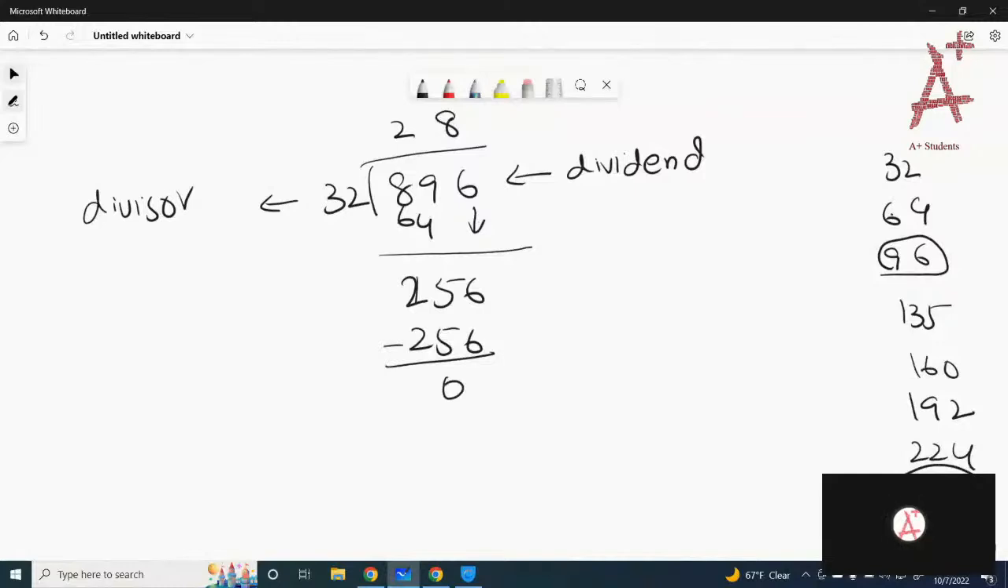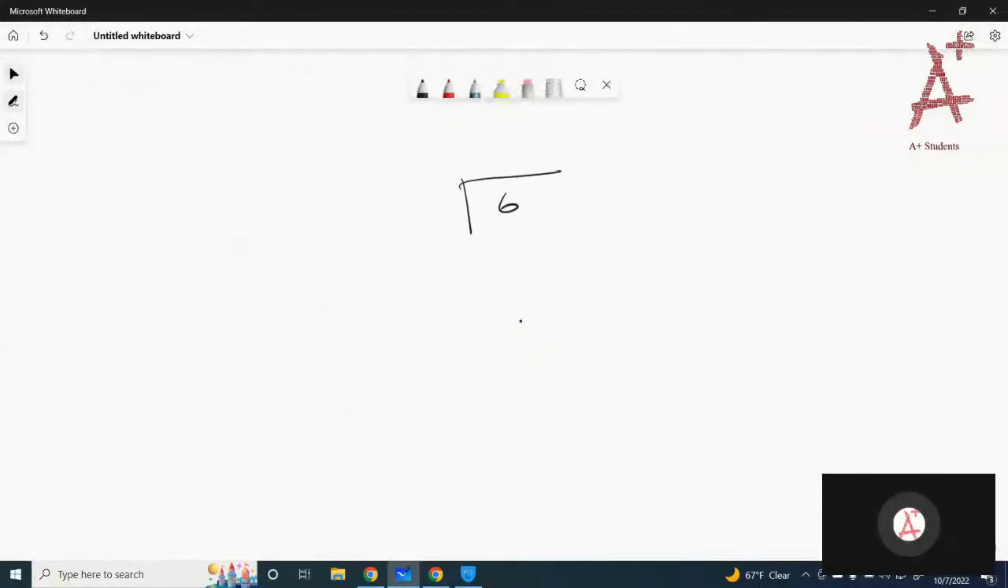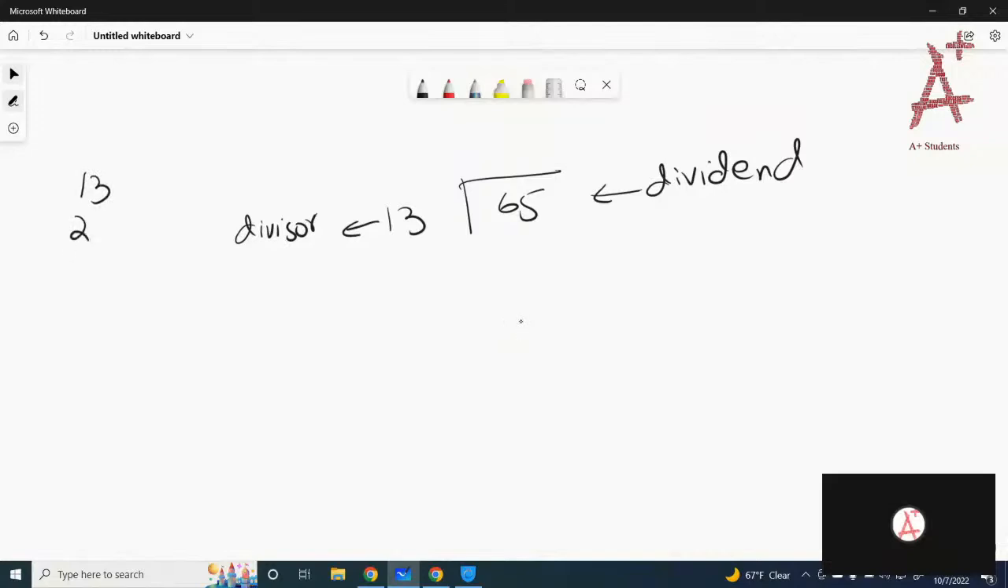Okay, the next one is 65 divided by 13. So 65 is the dividend and 13 is the divisor. Got it? So you have to count a table of 13 until you get 65. Got it? So 13 times 1 is 13. 13 times 2 is 26. 13 times 3 is 39. 13 times 4 is 52. And 13 times 5 is 65. So we can go for 13 times 5.